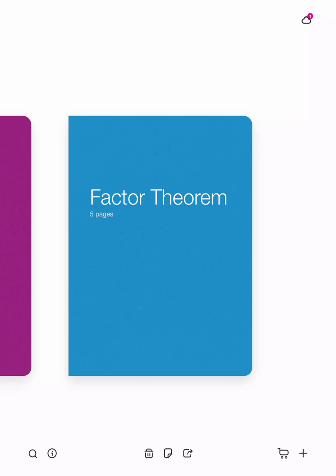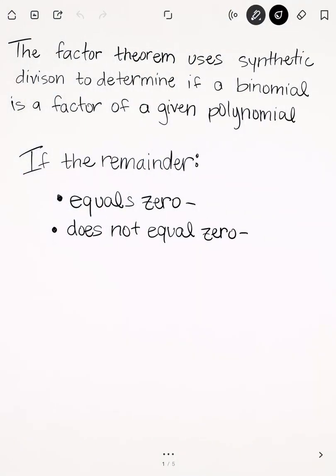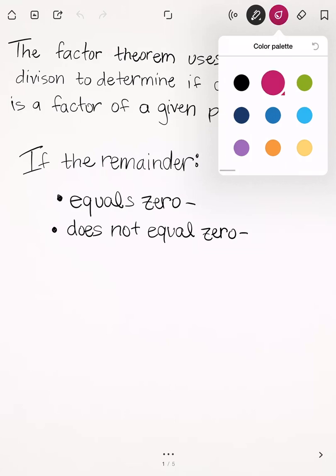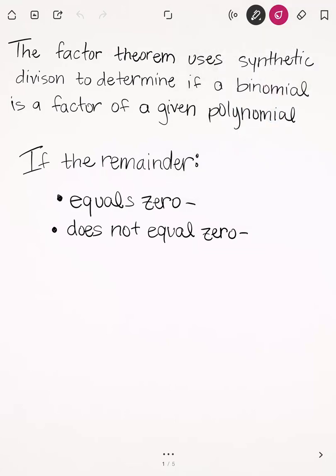This video is on the factor theorem. So the factor theorem is used. We use synthetic division to determine if a binomial is a given factor of the polynomial. So a few things we need to know. The important part of this lesson is knowing what the remainder means. So if our remainder equals 0, then it is a factor. If our remainder does not equal 0, so any other number, it is not a factor.